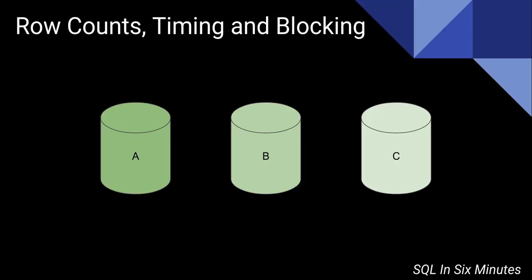Let's discuss row counts, timing, and blocking. Let's suppose we have an architecture set up where we are comparing A, B, and C, different servers, different databases, but maybe the same table. This could be an ETL application where we're using a queue table approach and populating data from A to B to C, okay?